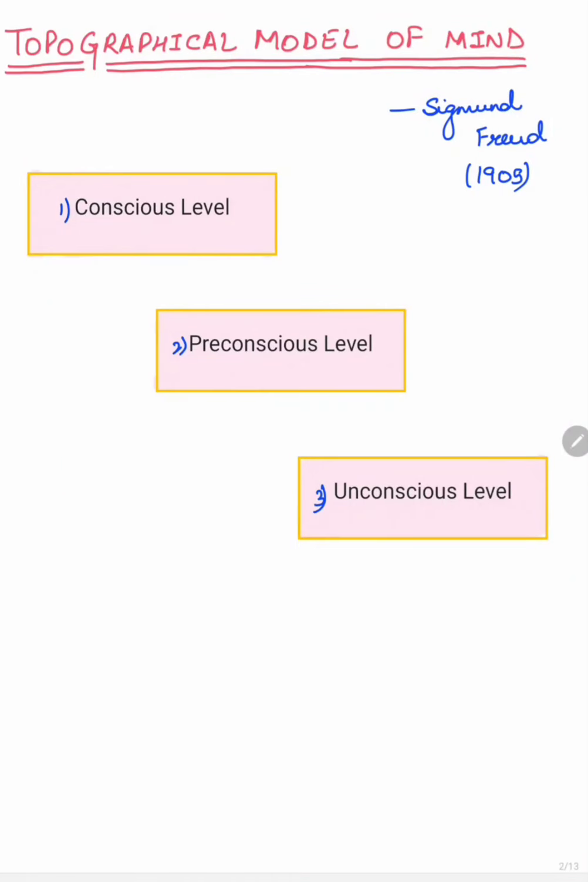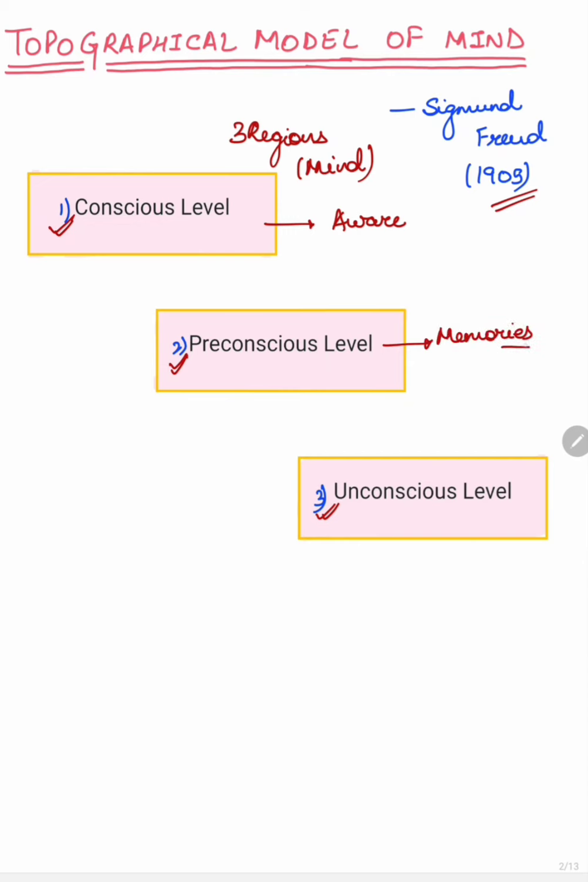So the first one is the topographical model of mind, which was given by Sigmund Freud in the year 1905, right? He basically divided the mind into three regions. The first one is the conscious level, the second one is the pre-conscious level, and the third one is the unconscious level of mind. At the conscious level of our mind, we are aware of certain things, thoughts or our environment. But at the pre-conscious level, we have certain memories which can be recalled easily, but we are not aware of them.